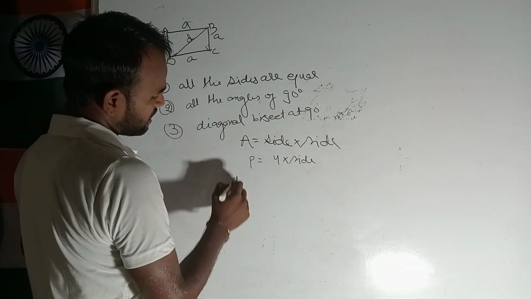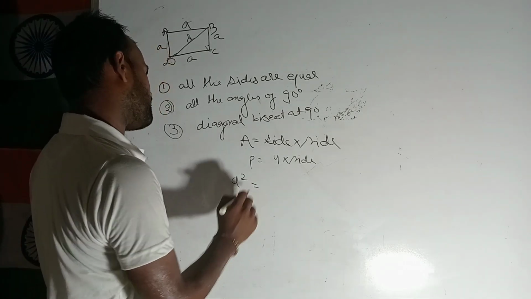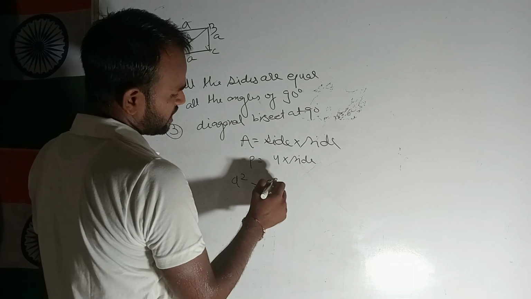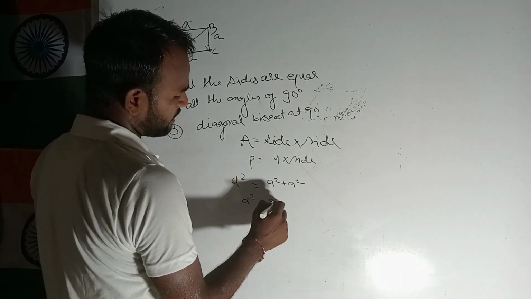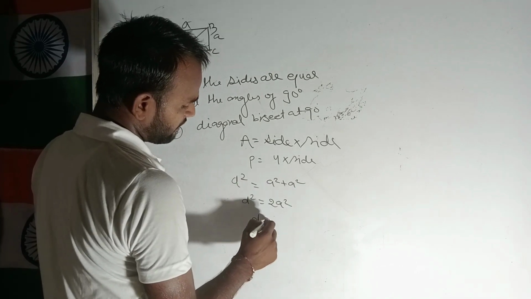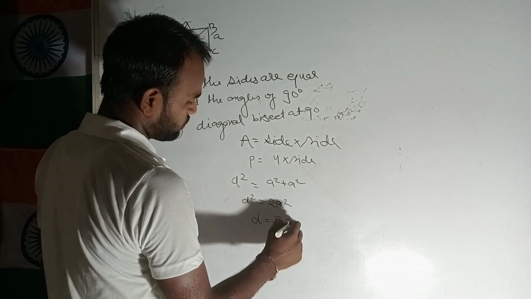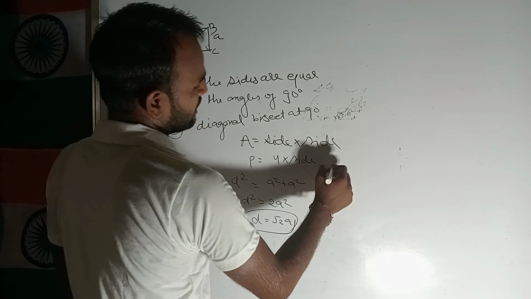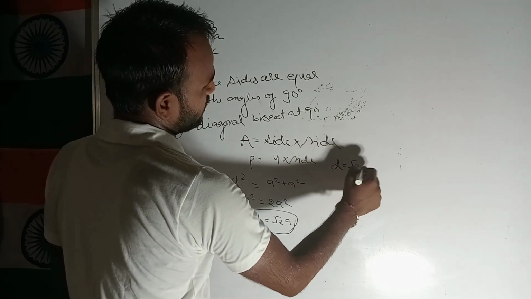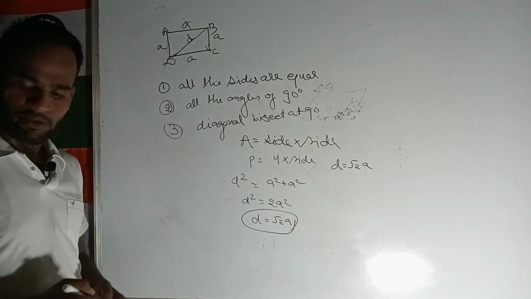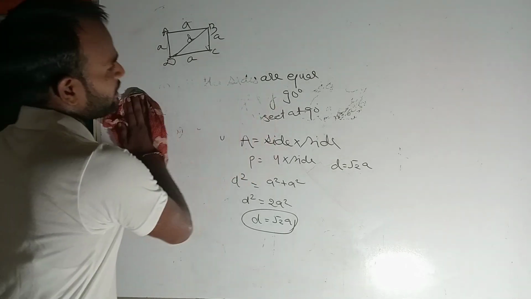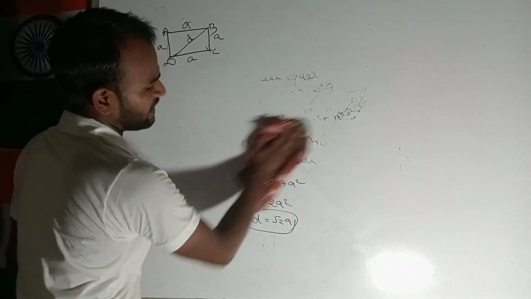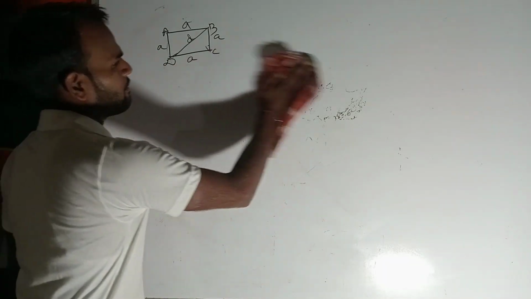For the diagonal of the square, using the Pythagoras theorem, D square will be A square plus A square, which means D square equals 2A square. So the value of D will be root 2 into A. So the diagonal equals root 2 into A. Let me give you a numerical value, and we will find the area, perimeter and diagonal of a square.